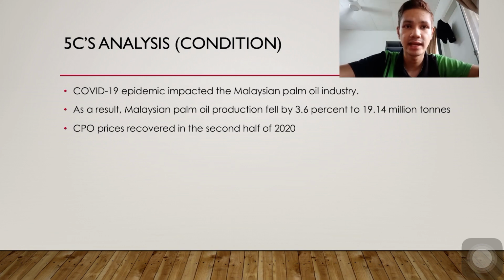The palm oil exports also declined 5.8% from 2019 to 17.40 million tons. But fortunately, the CPO prices recovered in the second half of 2020 as a result of improved demand from the key markets and the strengthening of the competitive vegetable oil prices against a backdrop of declining palm production. So that's all from me.